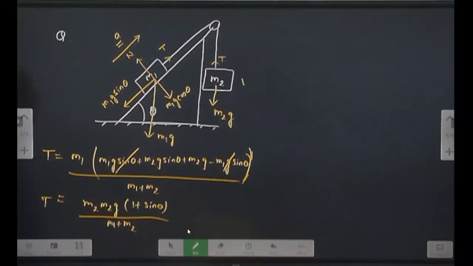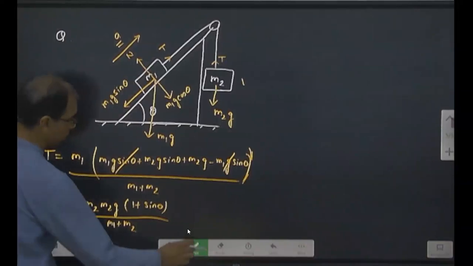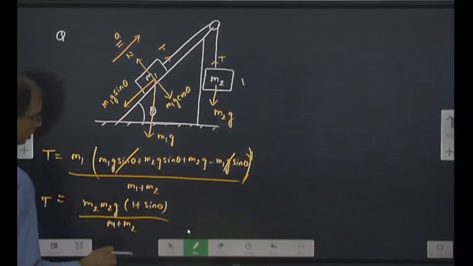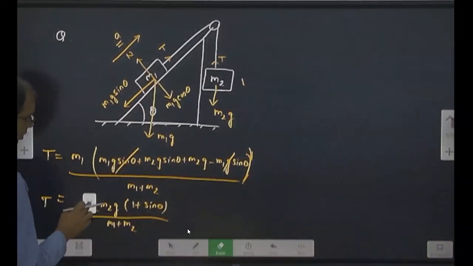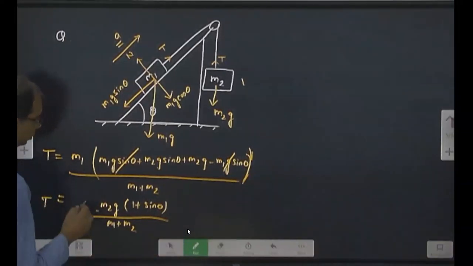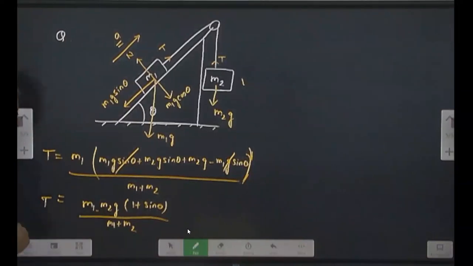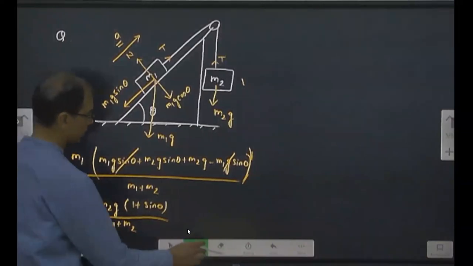So shouldn't that be M1, M2G, 1 plus sin theta? Say again, M1, M2G. Yeah, that is M1, M2G. That's correct, because this M1 is there. So that's a mistake from my side. That was only confusing you. Okay, so then everyone is getting this answer? Yes, sir. Okay, great. Let's go for the next now.